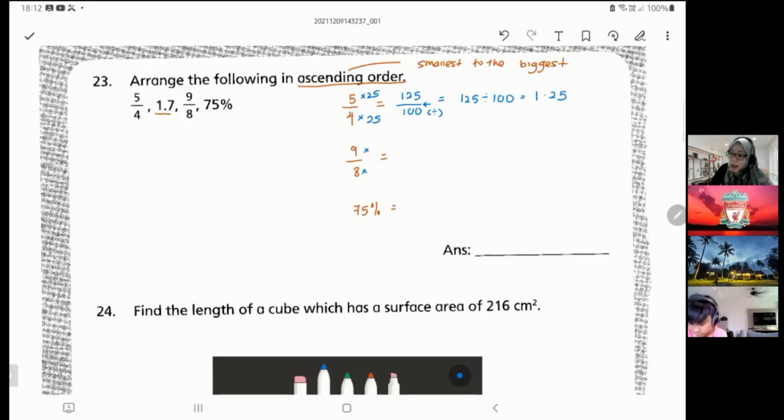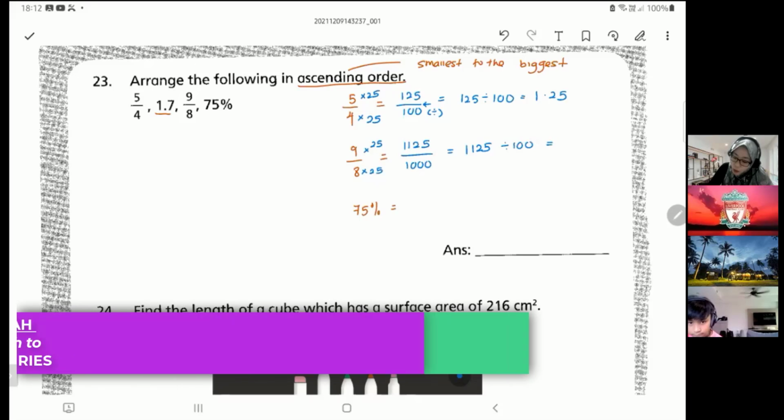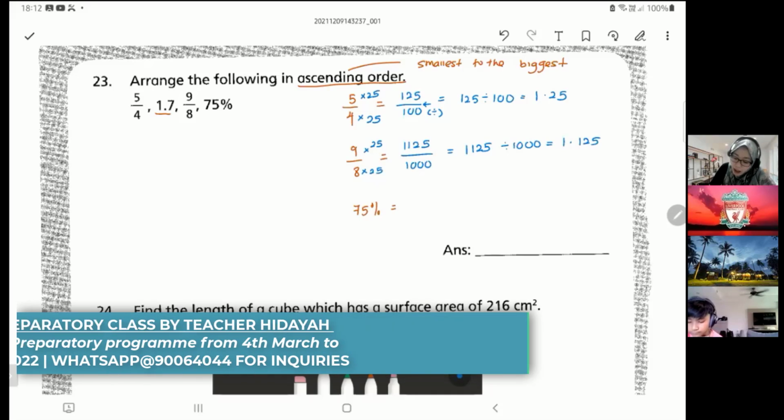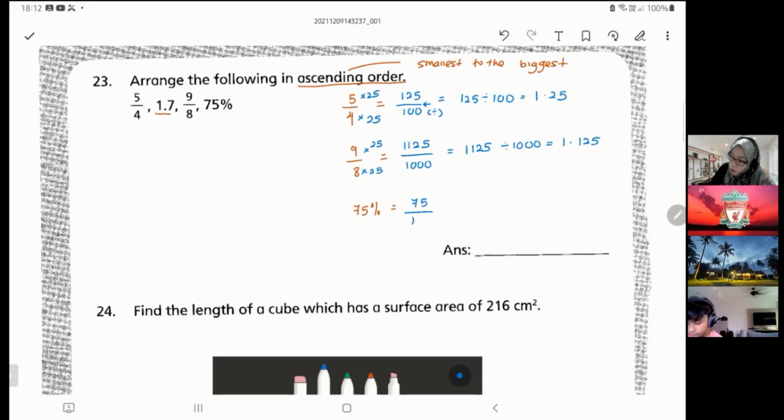Now next, this one you can also change into a decimal by changing it to 1000. This one times 25, times 25. So you are going to get 1125 over 1000, equals 1125 divided by 1000, equals 1.125. Now 75% is actually 75 over 100, which is 75 divided by 100. I get 0.75.